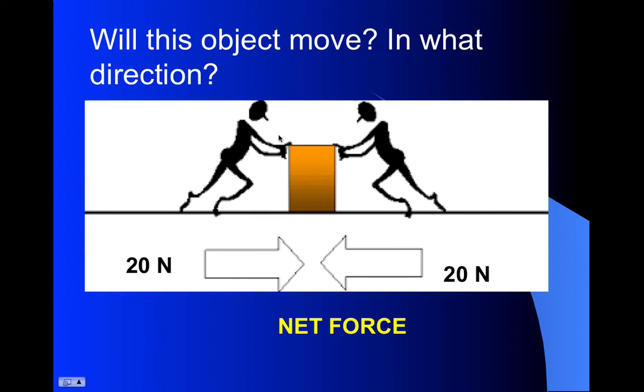Now, will this object move? So we're actually talking about the net force. So if 20 newtons is going to the right and 20 newtons to the left, you would have a net of zero, or a total movement of 0. So the object is not going to move.